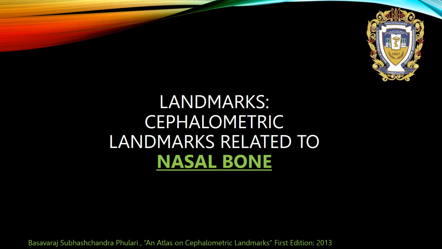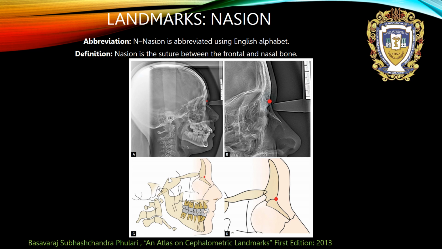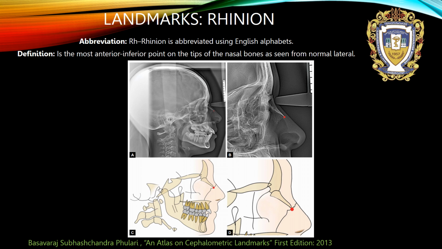Landmarks related to nasal bone. There are only 3 points: nasion, frontonasal and rhinion. Nasion point is the suture between the frontal and nasal bone. Rhinion is the most anterior inferior point of the tips of the nasal bones, as seen from a normal lateral cephalometric X-ray.